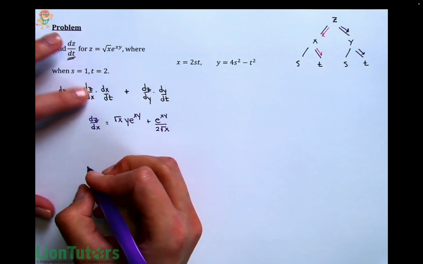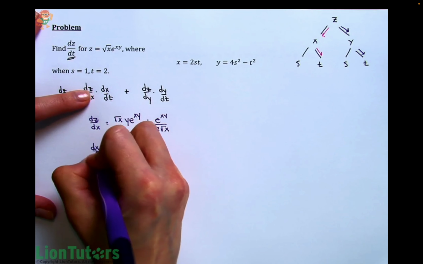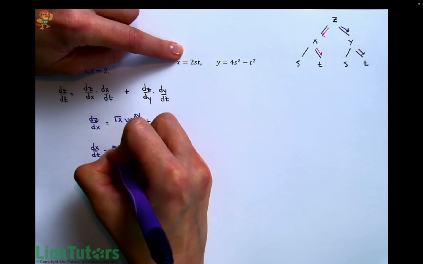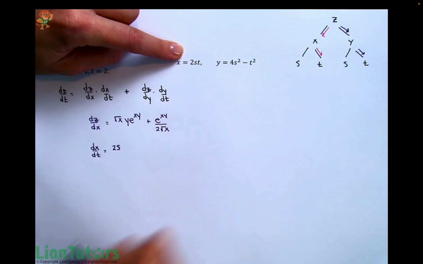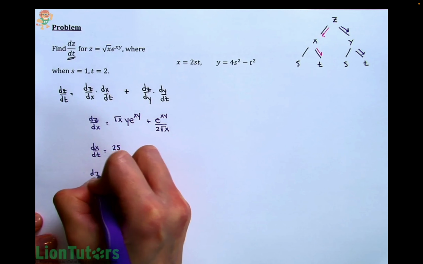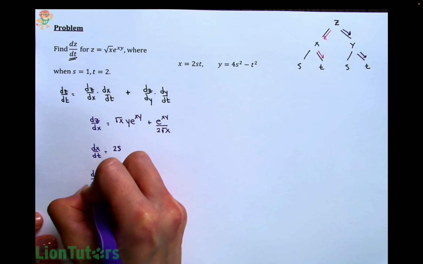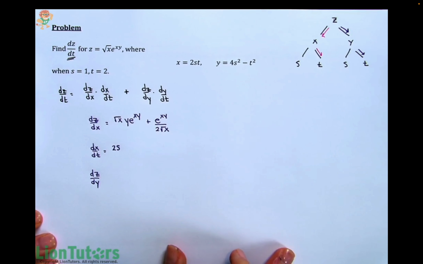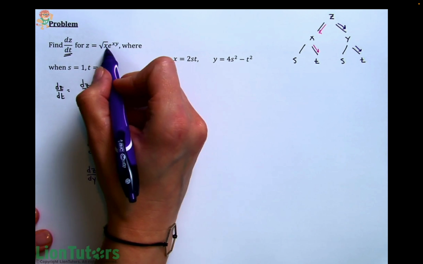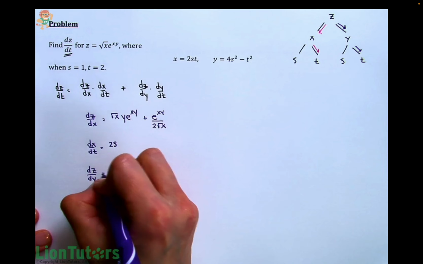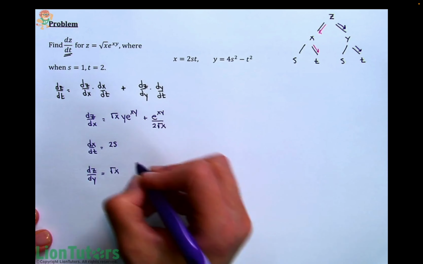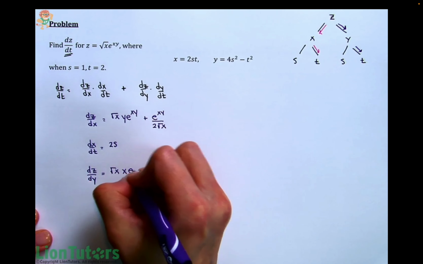Okay. Now I'm going to find my dx/dt. To find my dx/dt, I'm going to look at my x and take the derivative with respect to t. So that would just be 2s. Now I'm going to find my dz/dy. So looking back up at my z, if I take that partial derivative with respect to y, now that root x is just a number, and then the derivative of e to the xy is going to be x e to the xy.